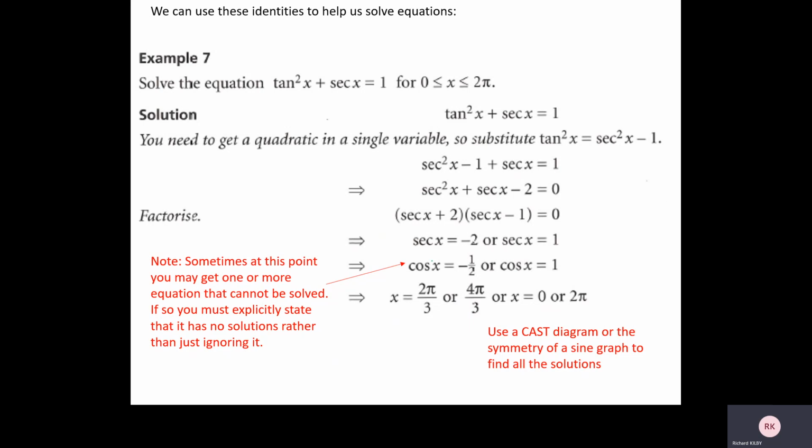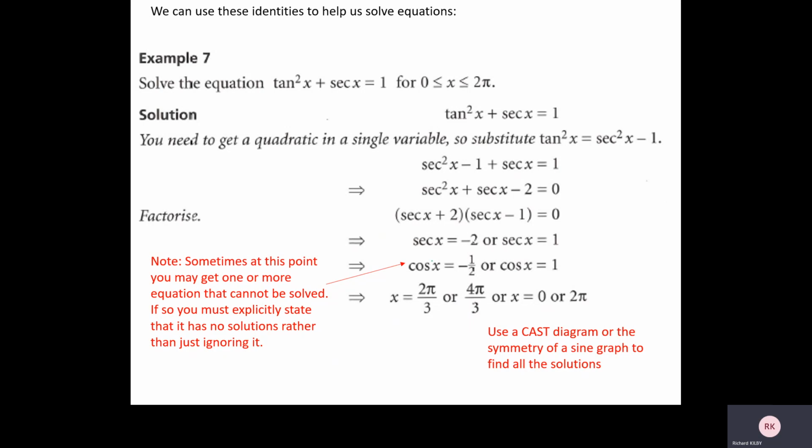Sometimes you end up with things that you can't solve. So sometimes instead of having cos x equals minus half and cos x equals 1, we'd end up with something like cos x equals 3, that has no solutions. You need to explicitly reject it. So you need to say has no solutions or something like that. You need to not just forget about it. You need to show the examiner that you've recognised that that doesn't have any solutions and you've rejected it as such.